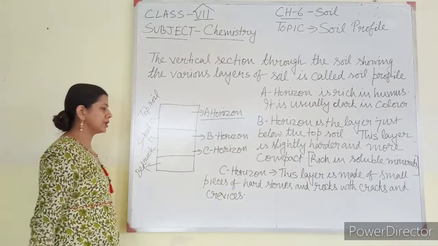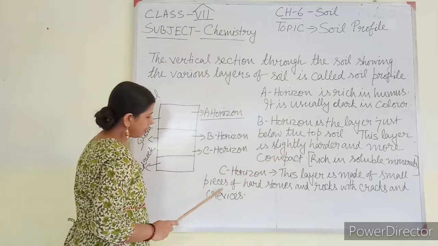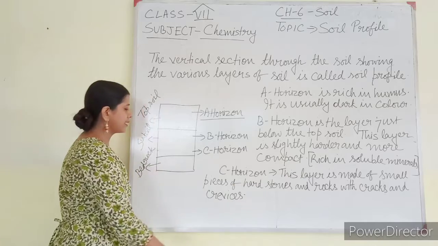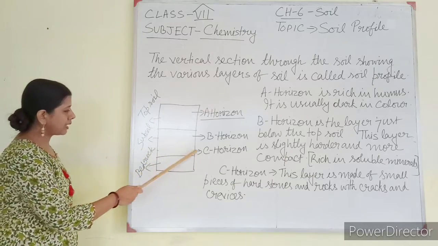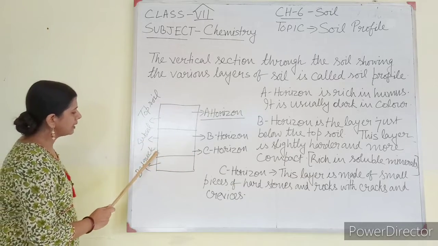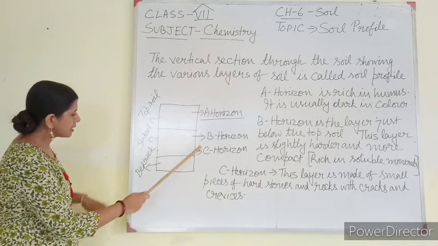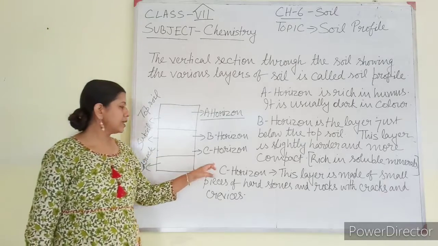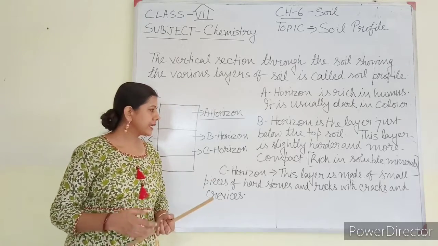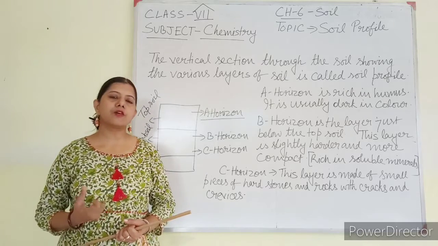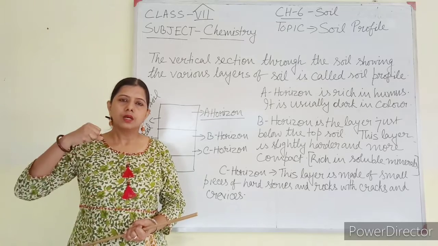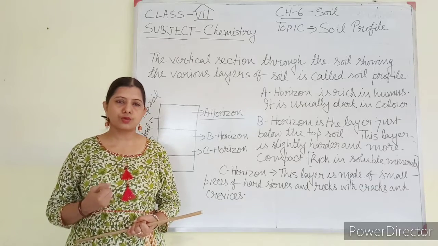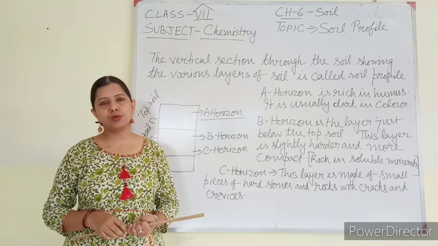Third is C horizon. This layer is made up of small pieces of hard stones and rocks with cracks and crevices. This is C horizon. It is found in the outer last layer of the subsoil, near the bedrock. This layer is made up of small pieces of hard rocks. The rock is too hard, the soil has taken the form of rock. So small hard rocks can be found there.